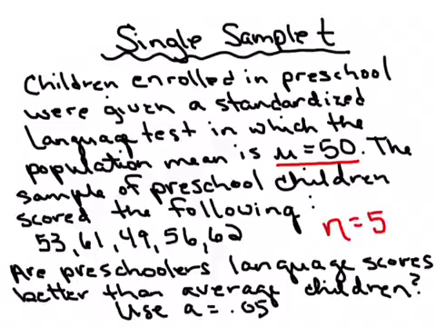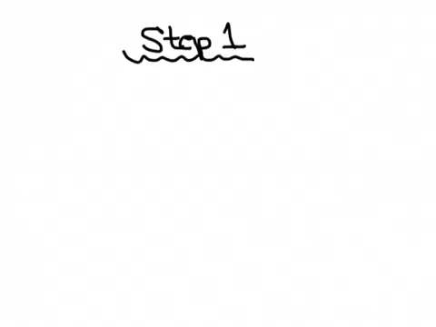So we're going to go ahead and walk through all the steps of testing this. We know it's alpha 0.05, and we're wondering whether preschoolers' language scores are better than average children. So at 0.05, and talking about it being better than average, if we look at the word better, that means we're doing a one-tail test. So we're going to look at step 1. Step 1 is we want to state our hypotheses.